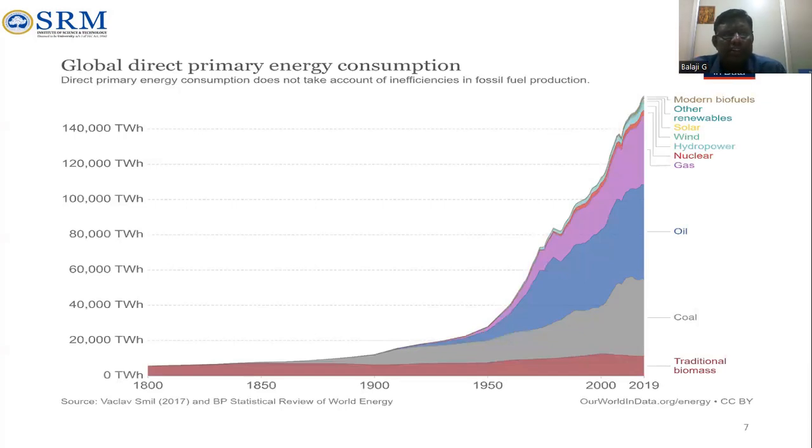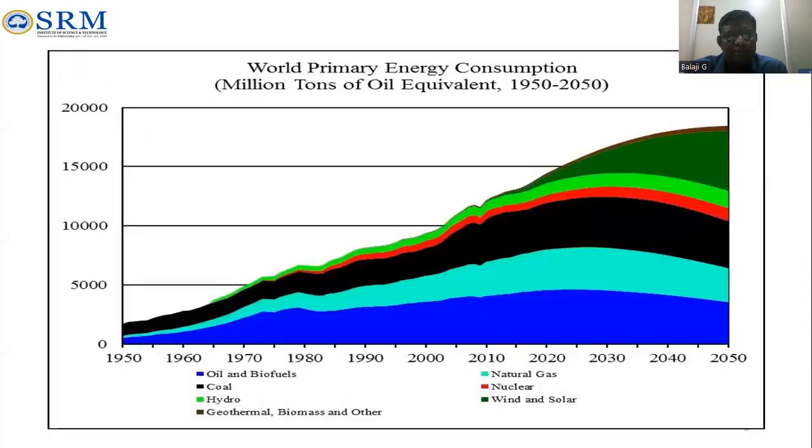You can see the world primary energy consumption over the period they've given. On the x-axis you can see the year, and on the y-axis, millions of tons of oil equivalent. The bottom, the first one, is oil and biofuels. Slowly it is increasing, and after 2030 it is slightly declining. So till 2025 it is an increasing trend.